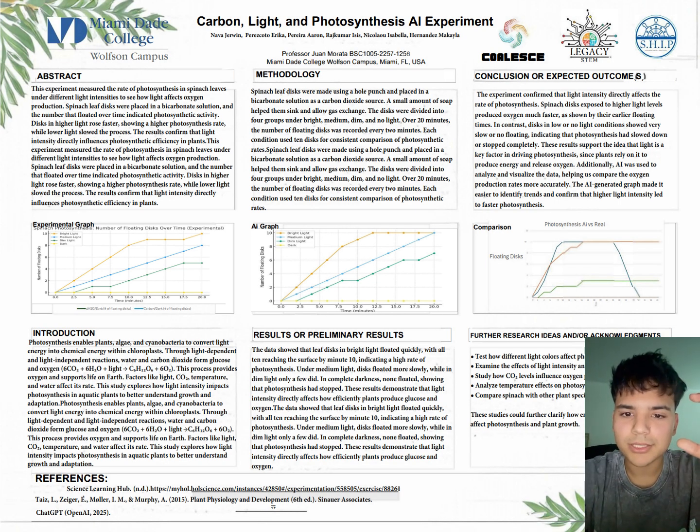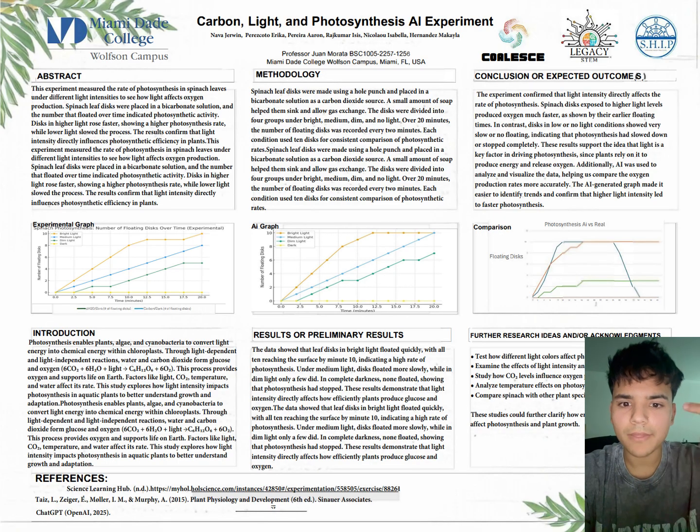Each group had 10 discs, and we recorded how many discs floated to the surface every 2 minutes, over a total of 20 minutes. By comparing how fast the discs floated, we could determine which light intensity led to faster oxygen production, and therefore a higher photosynthesis rate.